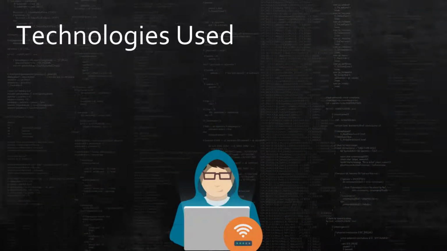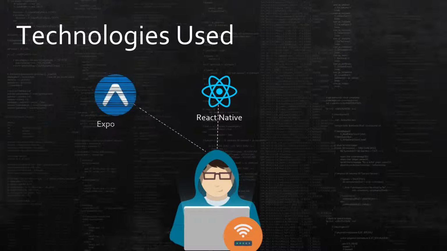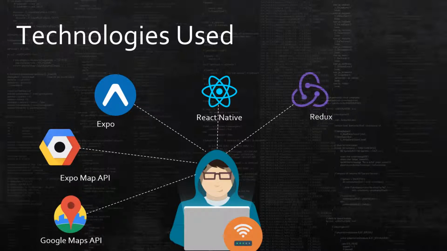The main technologies used were React Native, a JavaScript framework that allows the easy building of iOS and Android apps, Expo, a toolchain with many useful components built in, such as their Maps API, the Redux library, which also served as our architecture, and finally Firebase as our database solution.